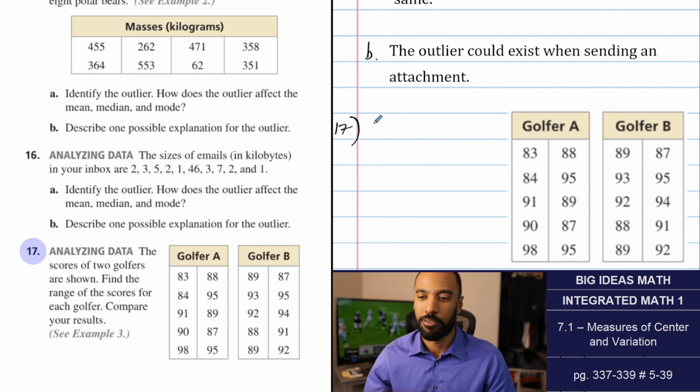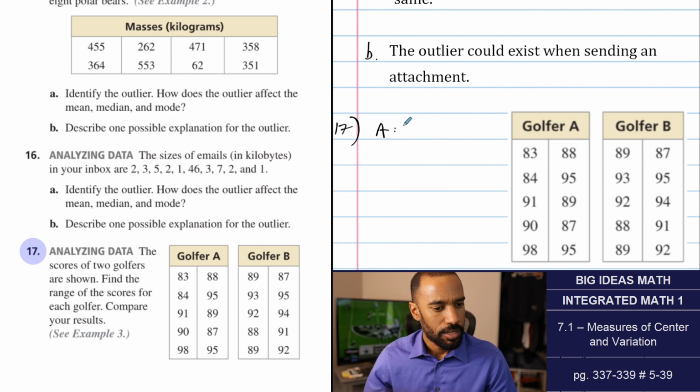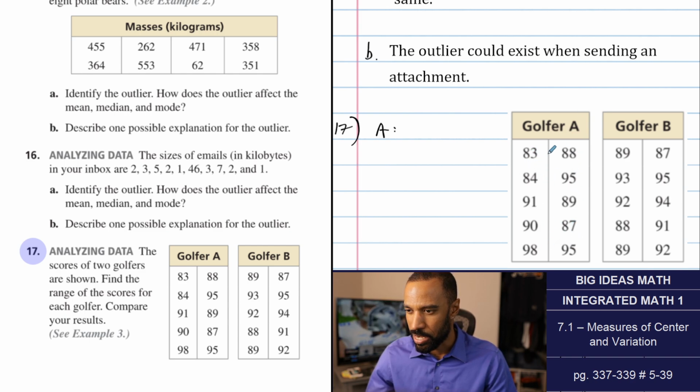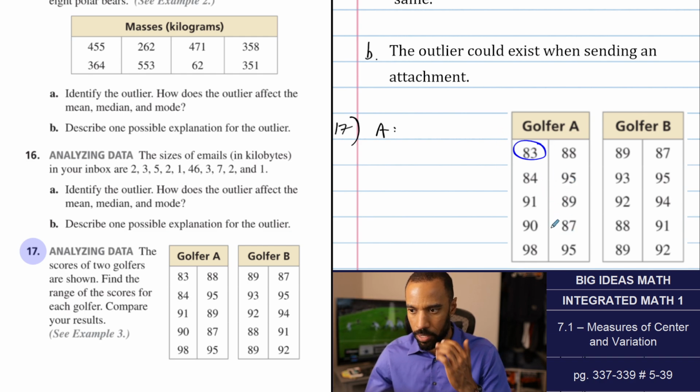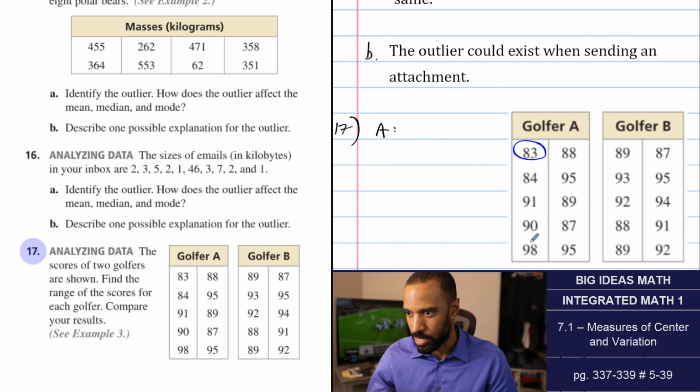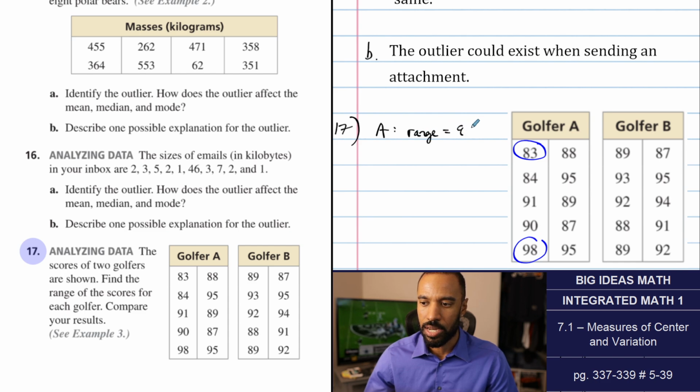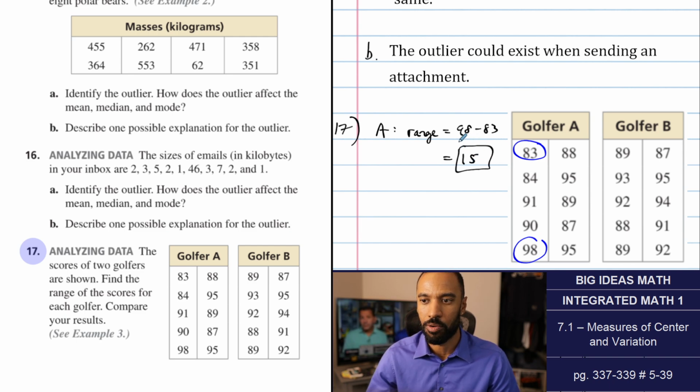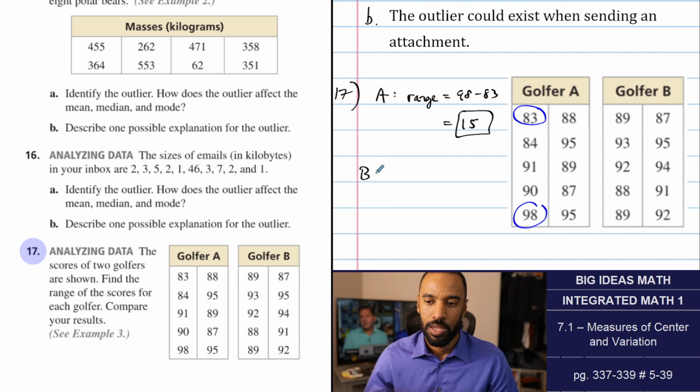So, for golfer A, what are these? These are scores. For golfer A, their lowest score here is in the 80s, 83. I think it's 83. And their highest score looks like it's in the 90s, looks like it's 98. Let me know if you see anything different, but I believe that's it. The range equals 98 minus 83, which is 15. So golfer A has a range of 15 in their scores from lowest to highest.